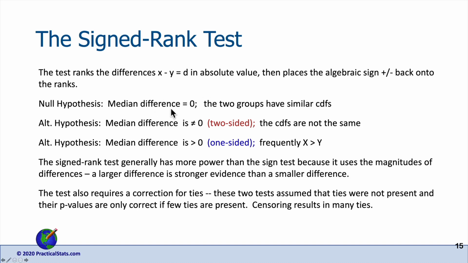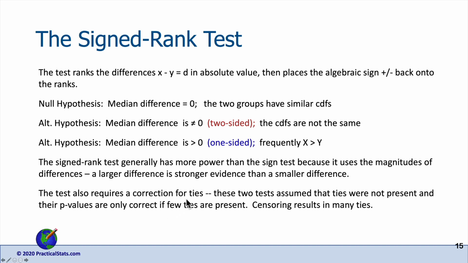So the null hypothesis is that the median difference is 0, or you could say that the two groups have a similar pattern of percentiles. The alternative hypothesis is that it's not 0, or that the CDFs are not the same. Those are statements of a two-sided test. And then finally, you could specify the direction ahead of time to only one of the two possible ones. The signed rank test generally has more power than the signed test because it uses the magnitude of differences. It also requires a correction for ties.